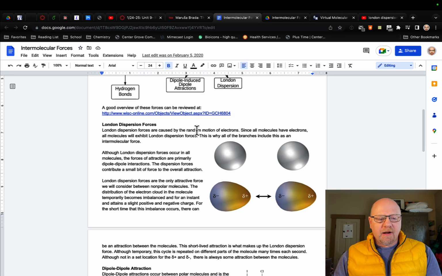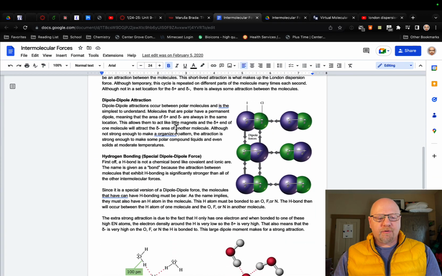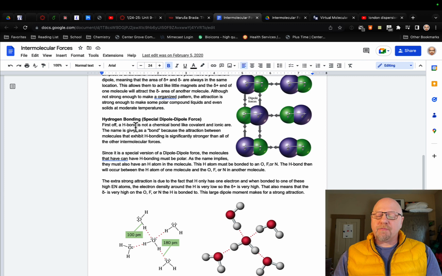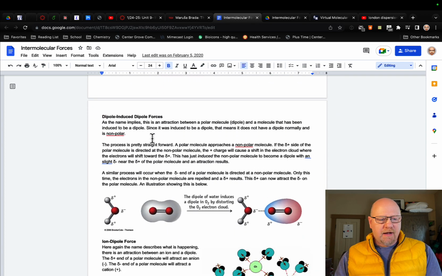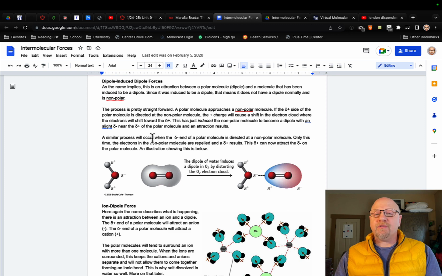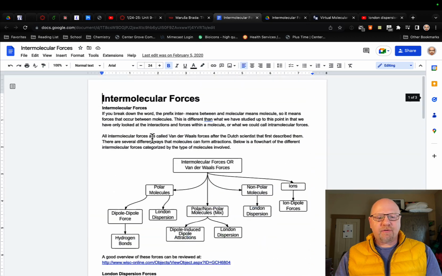So, quick rundown here: we've got London dispersion forces, dipole-dipole forces, and hydrogen bonding, which I'm sure some of you remember talking about in probably biology class, but that's a special version of a dipole-dipole force. We have what's called dipole-induced dipole forces, and then we have ion-dipole forces. So read through that so you get definitions for those.